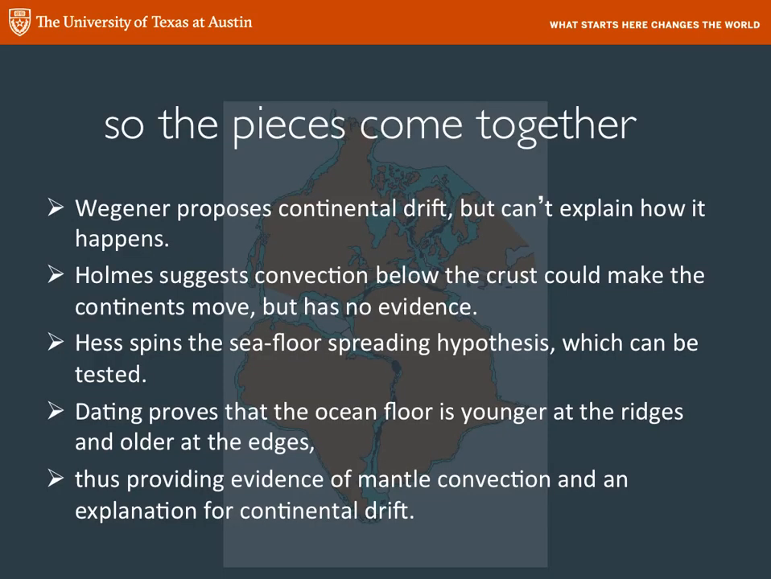So the pieces come together. Wegener proposed continental drift, but he couldn't explain how it happened. Holmes suggested convection below the crust could make the continents move, but he didn't have evidence for that. Hess came up with the idea of seafloor spreading, which could be tested. Dating proved that the ocean floor was indeed younger at the ridges and older at the edges, and the magnetic field reversals supported that hypothesis again. And that provided evidence that mantle convection is in fact an explanation for continental drift. So the full theory was articulated just a year before Hess died, and somewhere, I'm sure, Wegener and Holmes raised a toast.